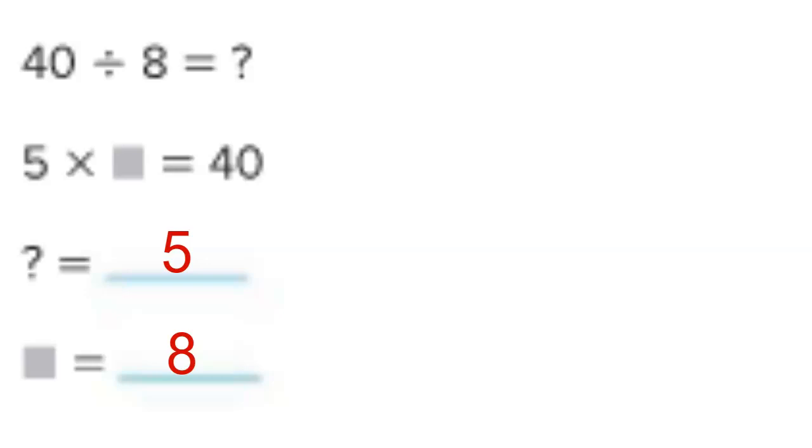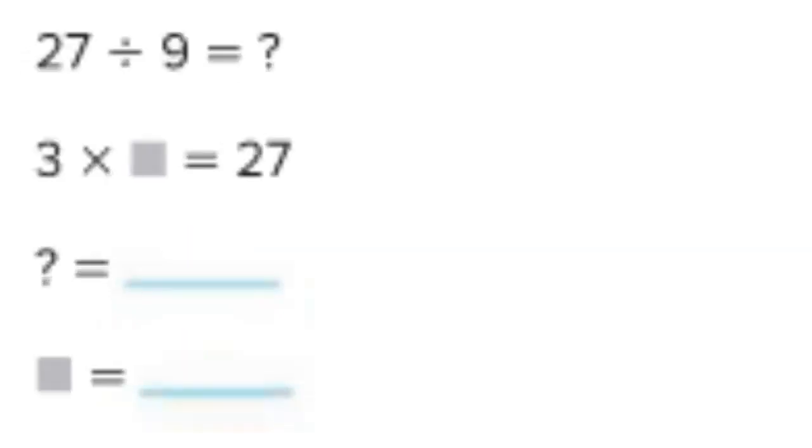And then for the unknown square, 5 times 8 is equal to 40. So 27 divided by 9 is equal to what? Well, if you don't know that, think of some multiplication facts. 3 times what is equal to 27? I know that 3 times 9 is equal to 27. So that means that 27 divided by 9 is equal to 3. And then 3 times 9 is equal to 27.